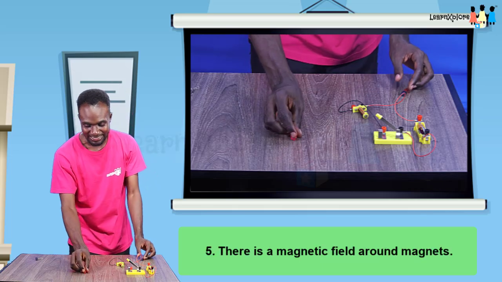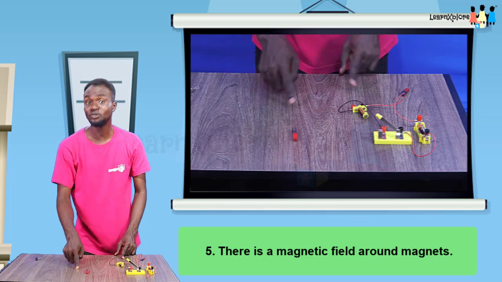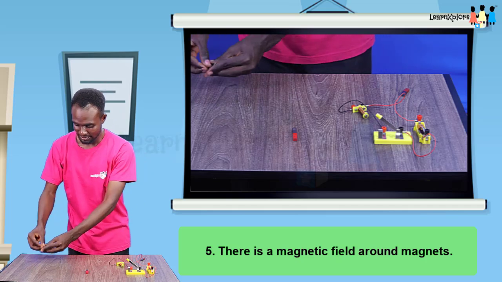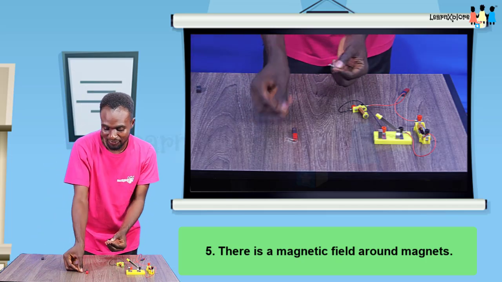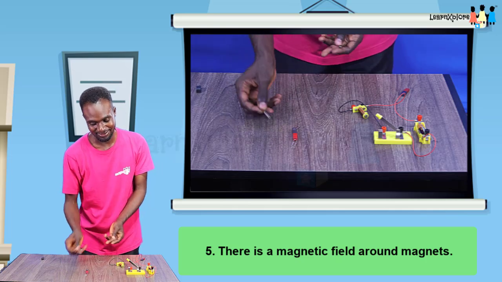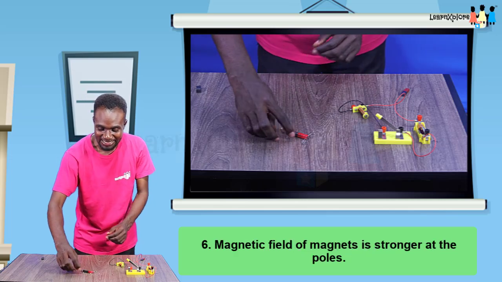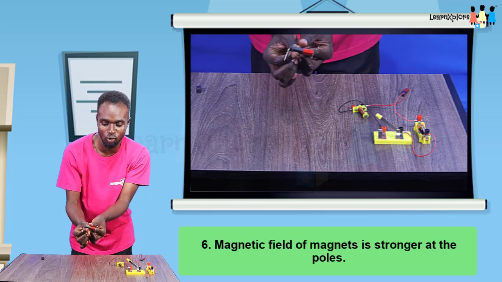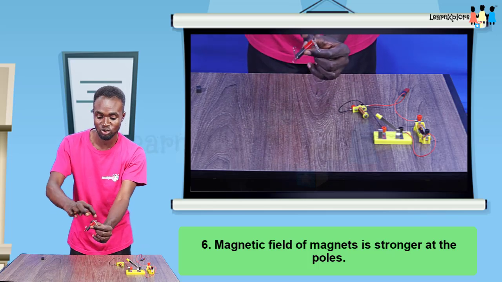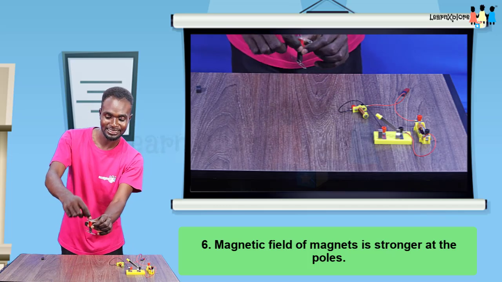Next, there is a magnetic field around magnets. A magnetic field is the region around the magnet where the effect of a magnet is felt. Look at it, if you put these paper clips around this magnet, just like that, they get attracted to the magnet. Look at this one, and here. Next, the magnetic field is stronger at the poles. Look at it. The magnetic field of a magnet is stronger at the poles, at the South Pole and the North Pole.